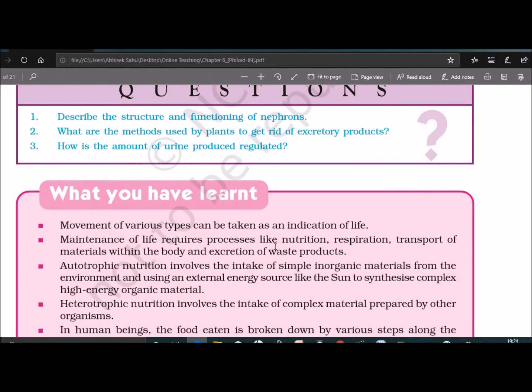So here we complete the first chapter of biology. Here you have to write all the in-text questions and answers as well as the exercise ones.